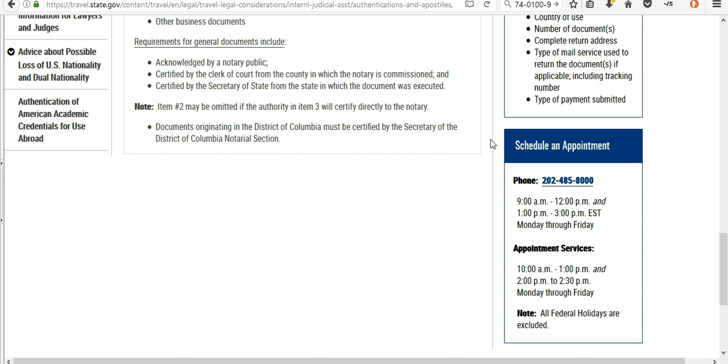Now what you have to do is go to the county. You go to that county in that same state that the notary is from, because you have, of course, different notaries registered with each state.